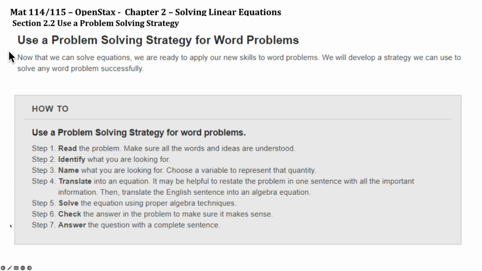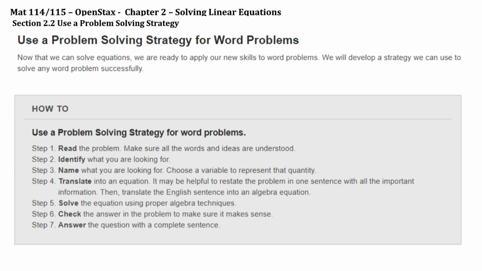2.2, where we're going to start solving word problems that we have to create an equation first. So, the how-tos, if you will. Read the problem, make sure all the words and ideas are understood. Identify what you are looking for. Traditionally, this is where your question mark is. Name what you are looking for. Choose a variable to represent that quantity. I always like to use the first initial, whatever I'm trying to find.